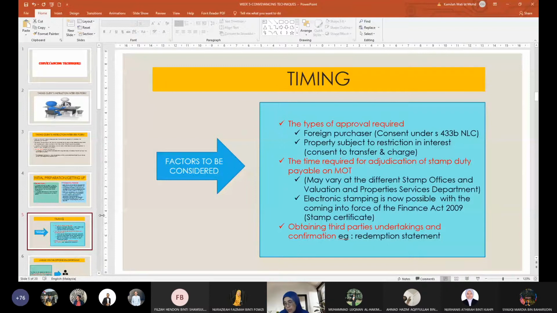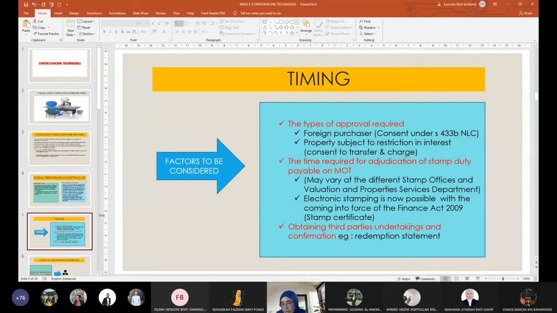So in order to manage this time frame, there are a few factors to be considered. Firstly, the types of approval required. You have to look at your file. You have to look at your case. Does the case have a restriction in interest? If there is, then you have to take note of that, because your SMP should not be effective yet until the consent is obtained from the state authority.